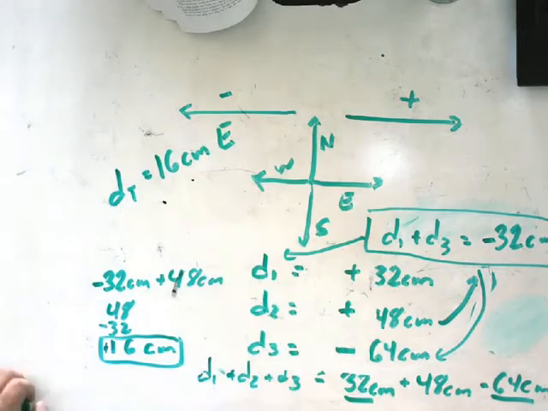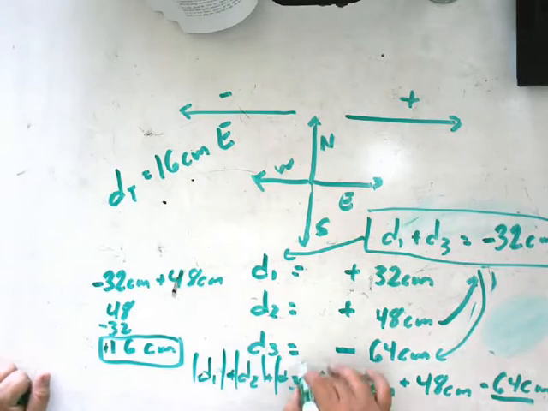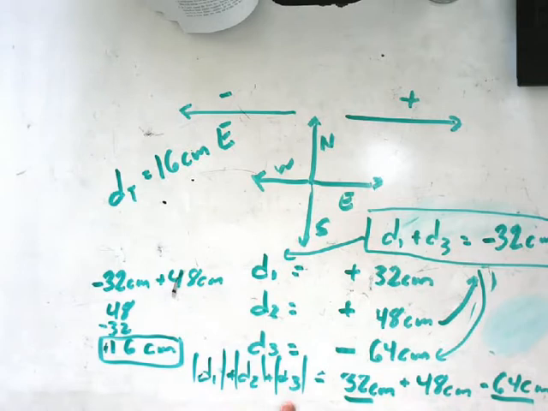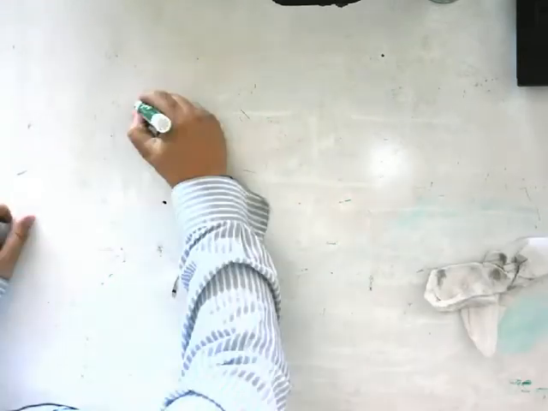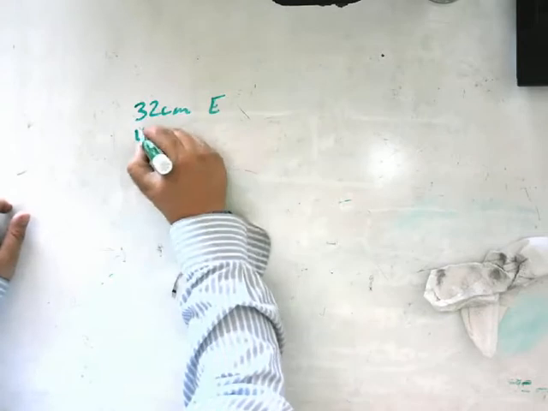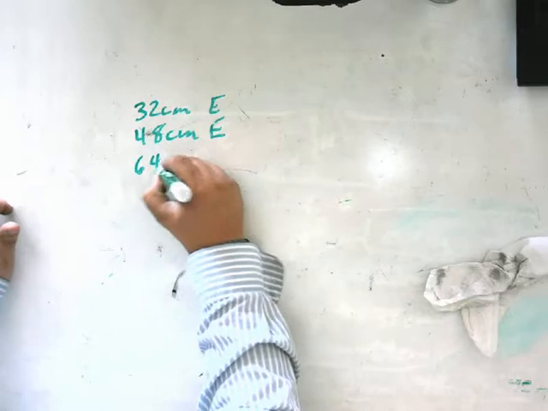Now, when determining how much distance this thing has traveled, all we do differently is consider everything to be absolute values. D1, D2, and D3, the negative signs simply disappear when we're dealing with distance. So that turns into 32 centimeters, 48 centimeters, and 64 centimeters. Well, that turns into 32 plus 48 plus 64. I ignore the negative signs because this is distance, not displacement.